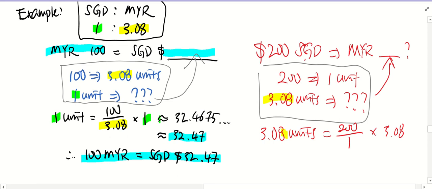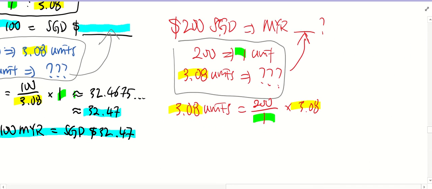Okay, so 3.08 units over 1 unit. All right, so from there we are done. Okay, let me do a quick calculation. It will be 616. Okay, so 3.08 units represents 616 currency.